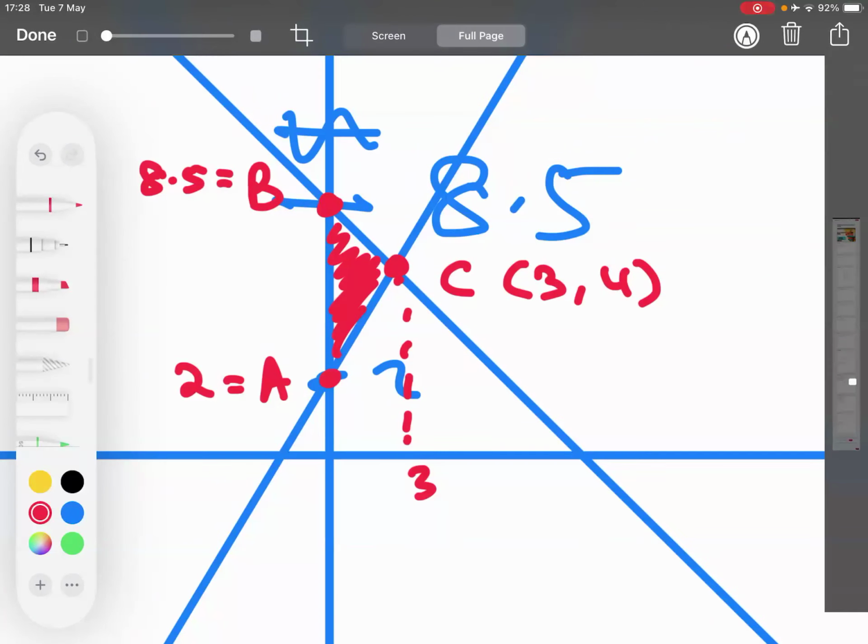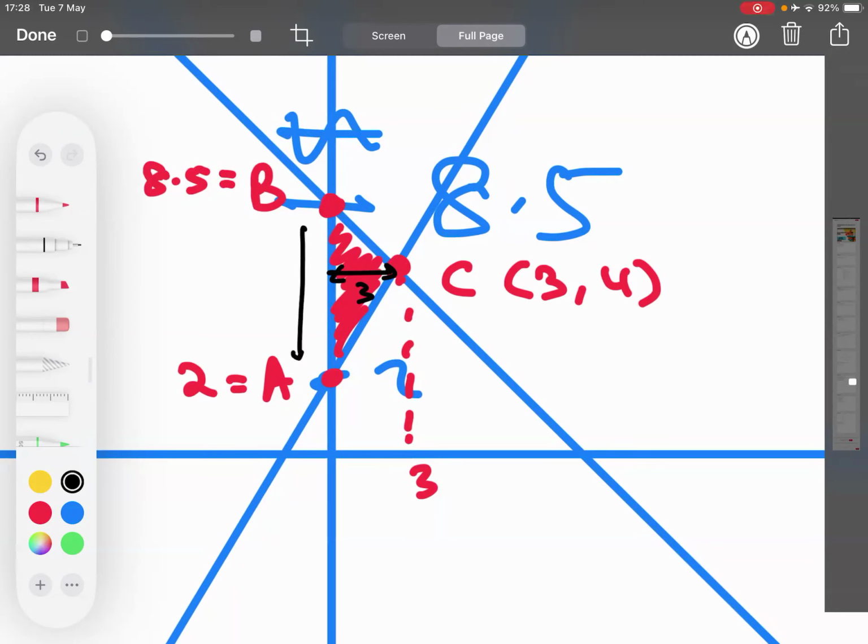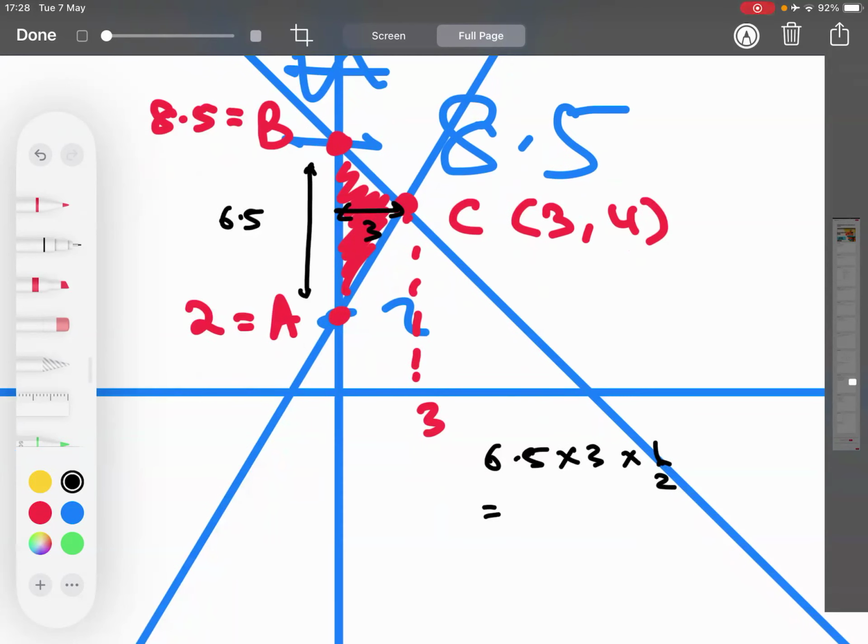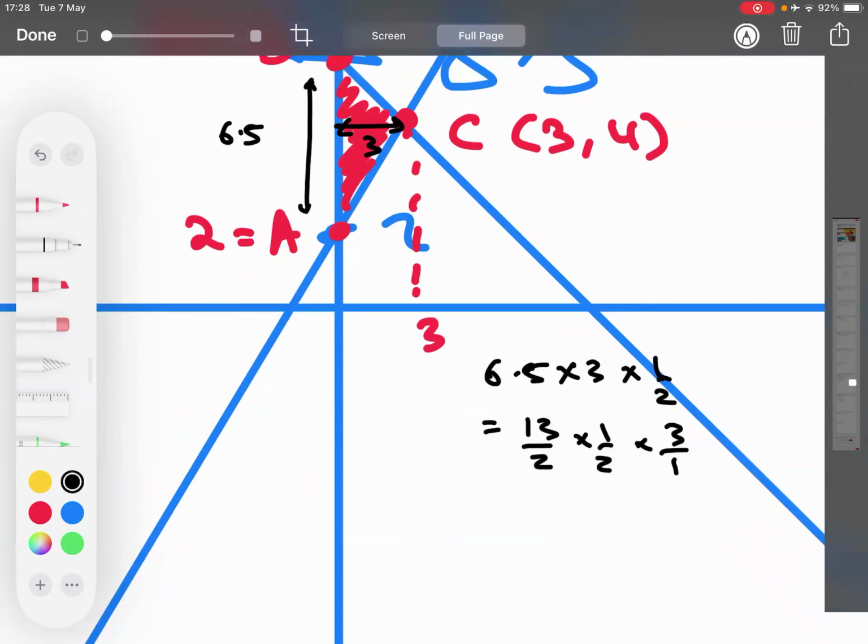So yeah, it's stressful and a difficult question like this, but it's just basics. So half times base times height. The height is 3, if you look at it that way. And the base is from 2 to 8.5, so 6.5. So we just do 6.5 times 3 times a half, which is, if we change that to 13 over 2 times 1 over 2 times 3 over 1, then we get 39 over 4, and that's the answer. Which is what you got.